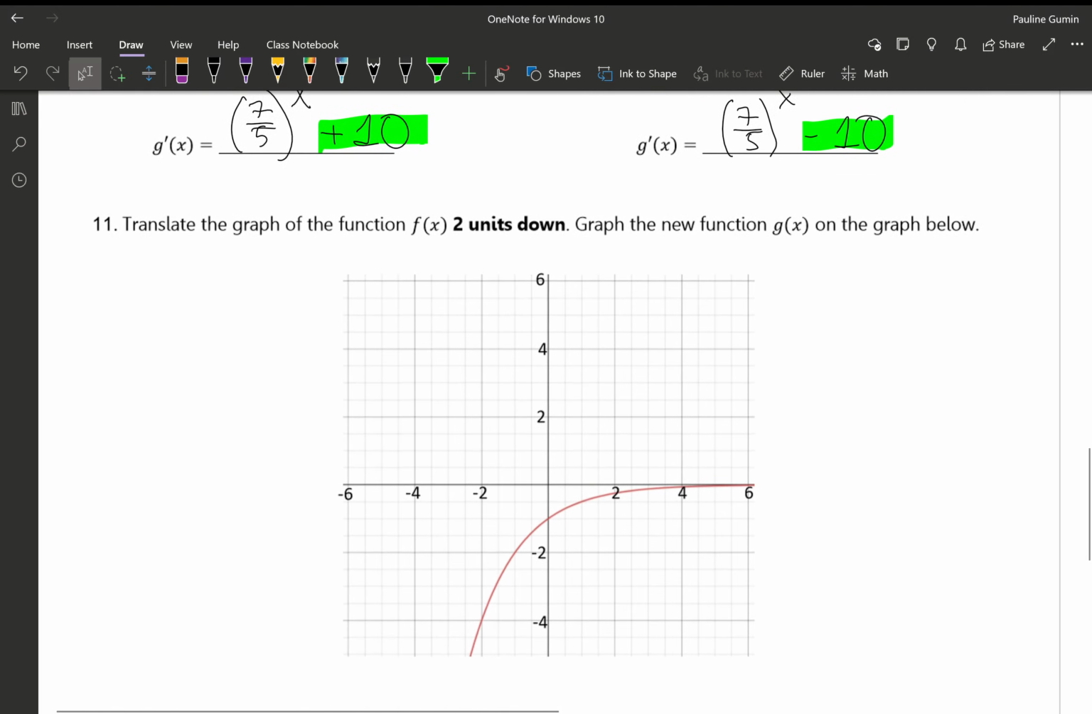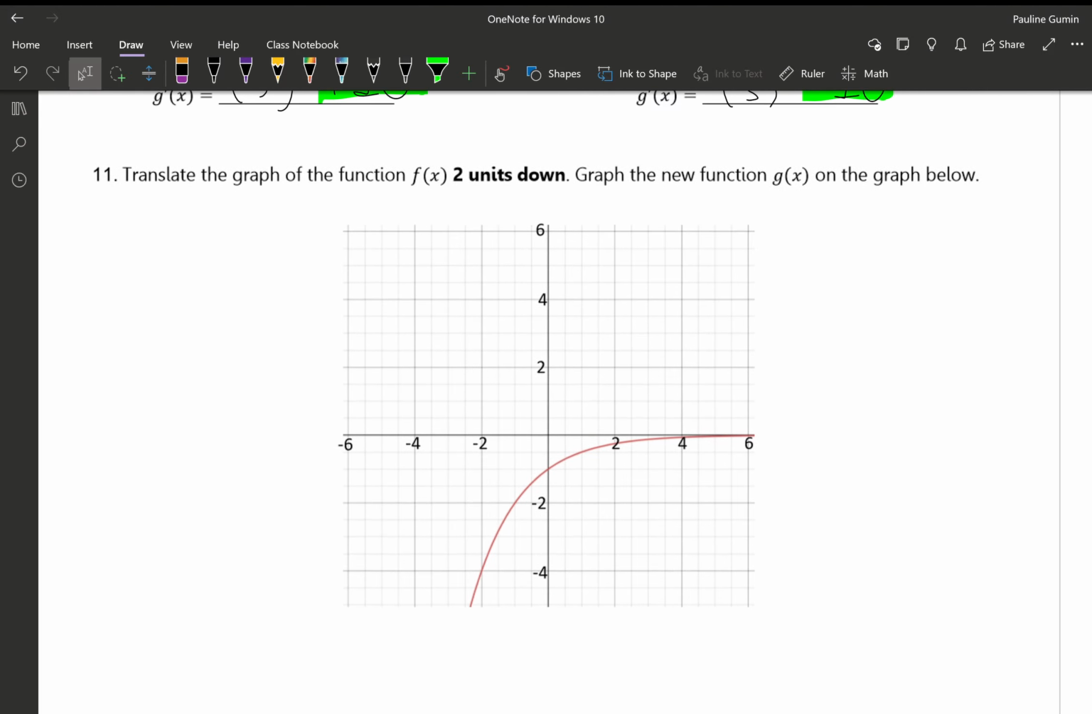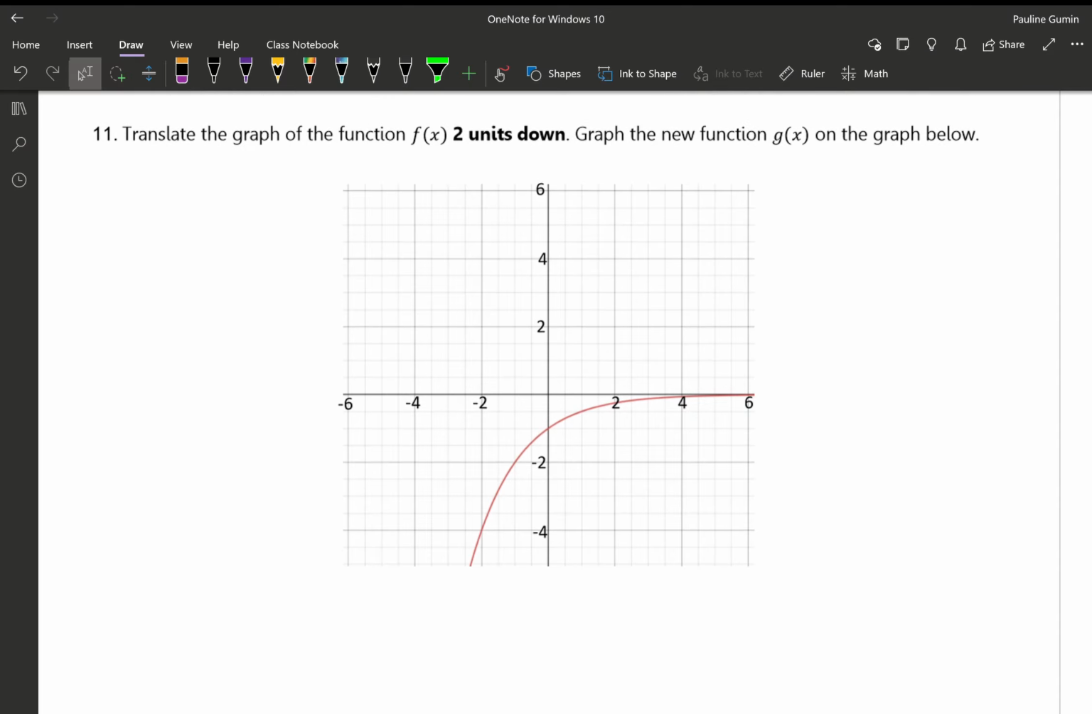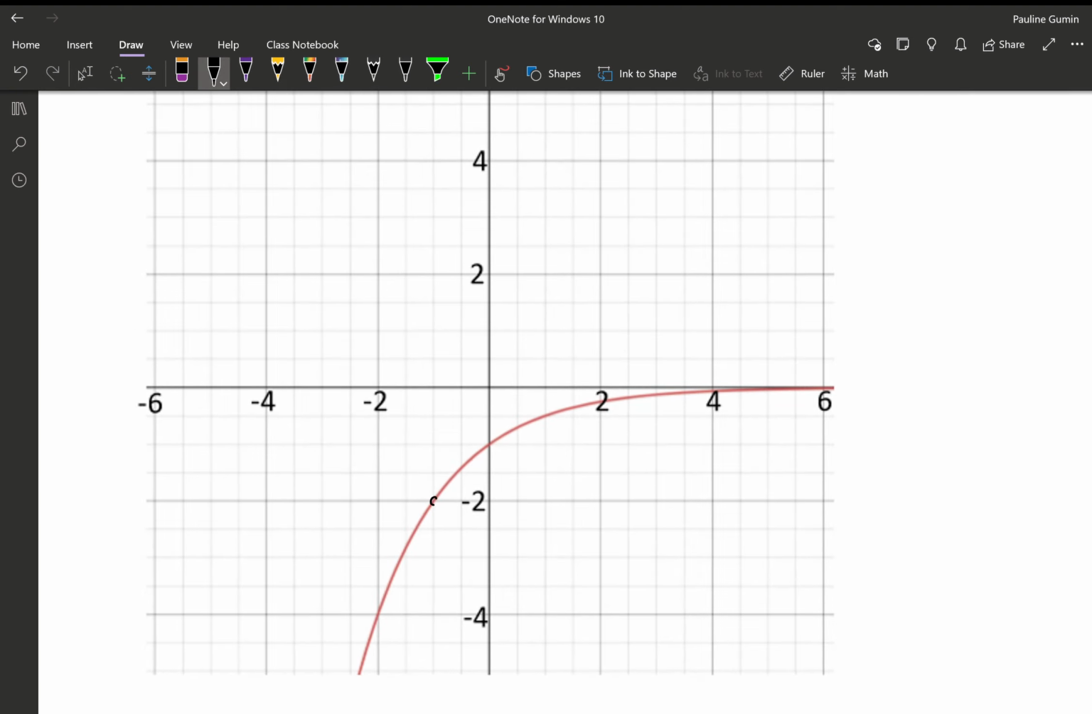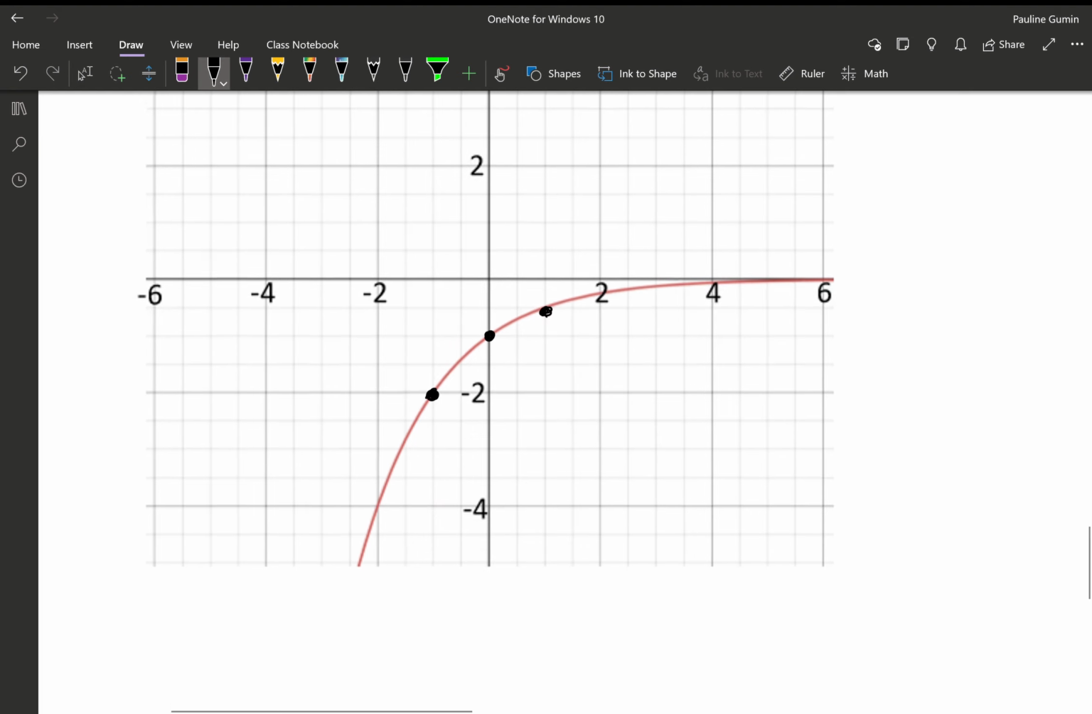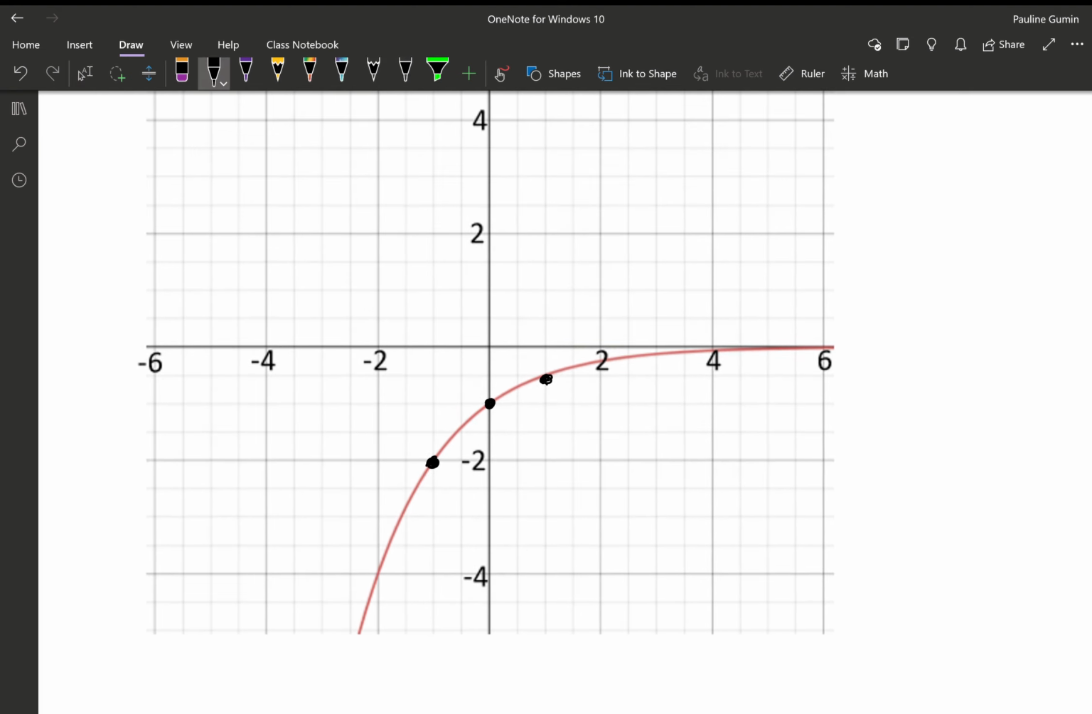Speaking of literally taking a function and moving it, let's do that in number 11. Now, in number 11, we're going to take our function and we're going to move it 2 units down. The way I pick the movement is I pick 3 points on our graph. I like to pick one on the left side, one on the right side, and then the y-intercept. We're going to take this whole graph and we're going to move it down 2 units. Let's do it. So each point will be moved down.